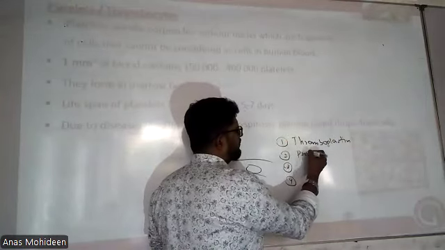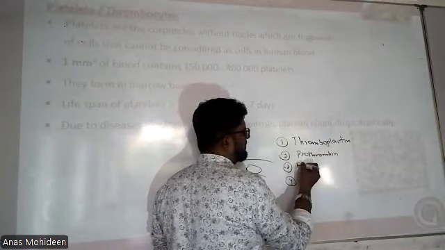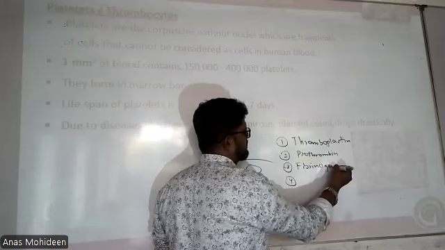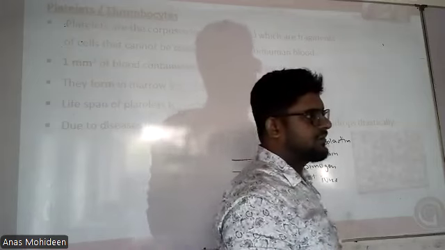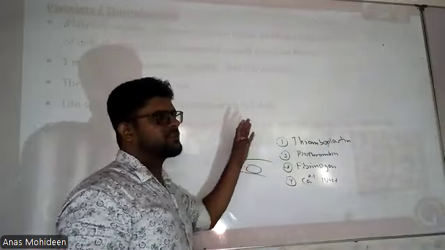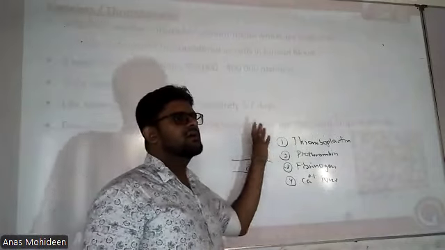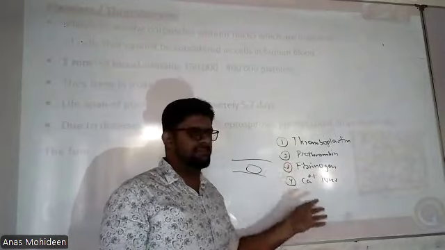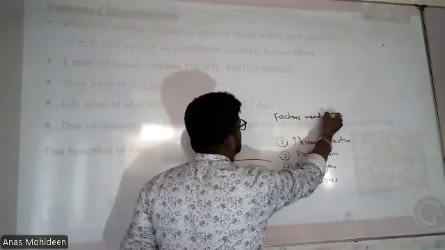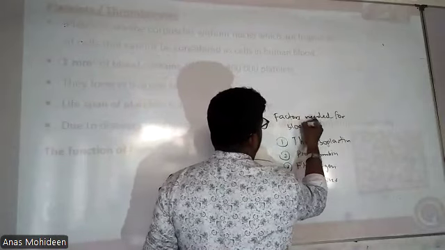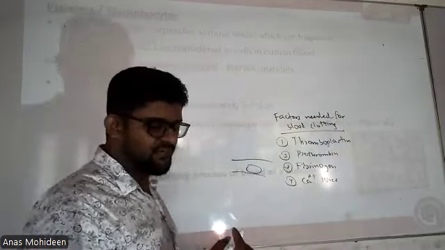What are they? Prothrombin, fibrinogen, calcium 2 plus ions. Repeat the words, everyone: thromboplastin, prothrombin, fibrinogen, calcium 2 plus ions. Once again: thromboplastin, prothrombin, fibrinogen, calcium 2 plus ions. These are the factors needed for blood clotting.